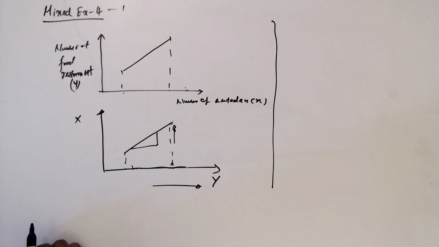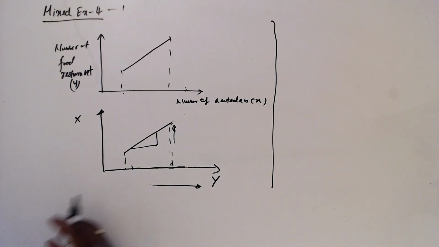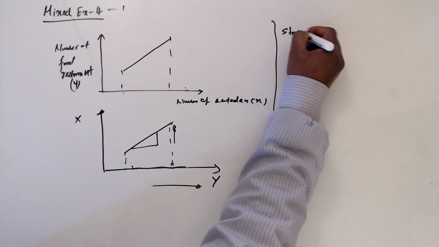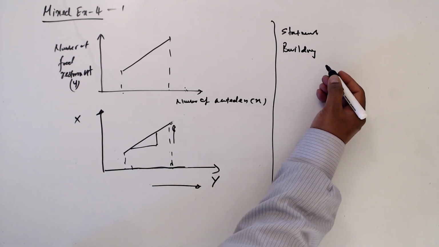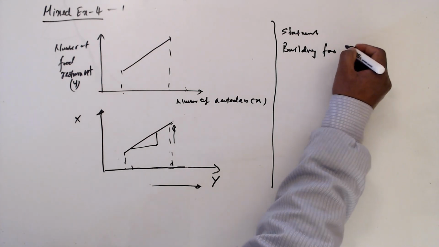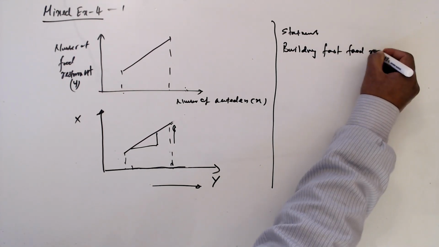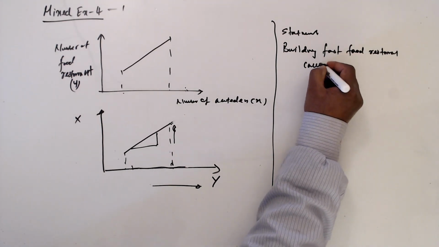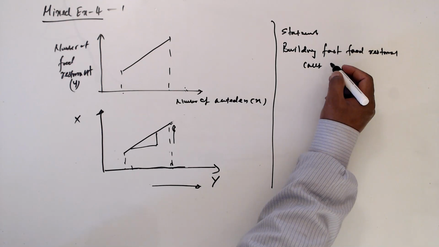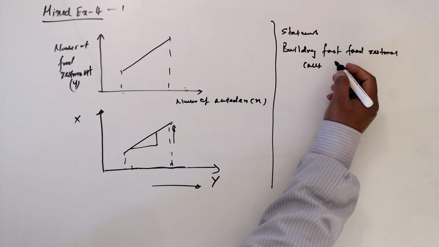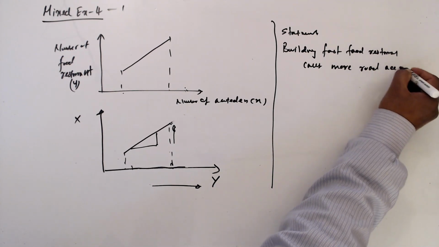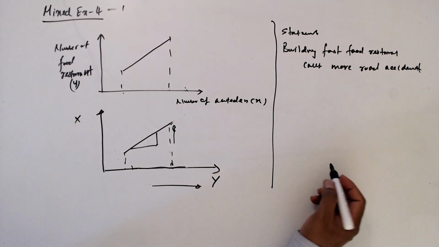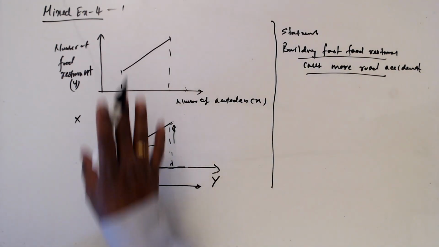Now, how do you feel about this? First of all, okay, she got a very strong positive correlation. Her statement was: building fast food restaurants cause more serious, okay, more road accidents. So how do you feel now? This is the reality.